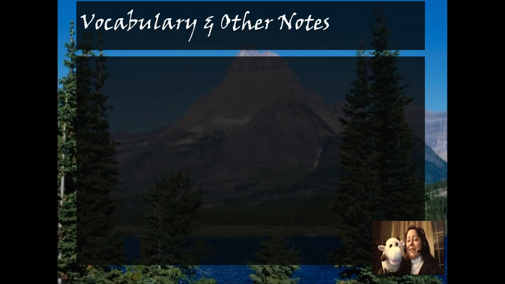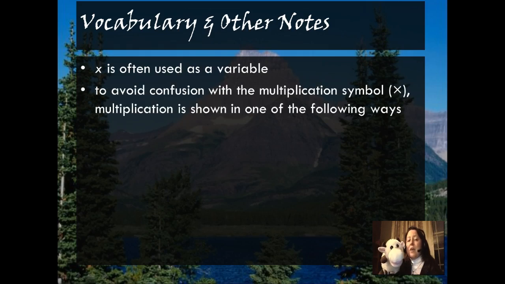Before we begin, there's some important notation we need to cover. X is often used as a variable. This can get mixed up with multiplication. To avoid confusion with the multiplication symbol, the times symbol, multiplication is shown in one of the following ways when we're working with algebraic expressions, equations, and inequalities.